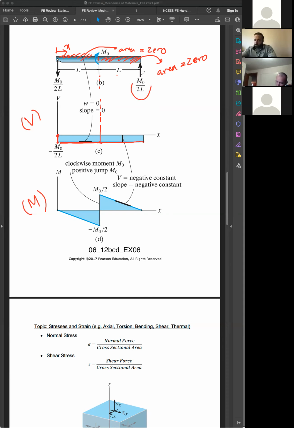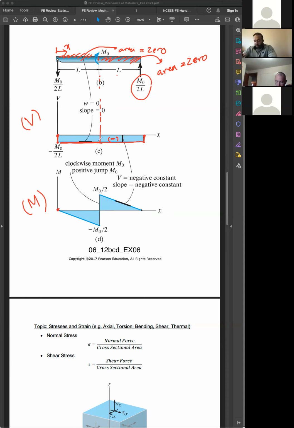You reach here, there is an upward force of m0 over 2L. You go up, you reach 0. Okay. Negative. This is the shear diagram. For the moment diagram, you start again from the left side. There is no point moment or something. You start from 0, right?